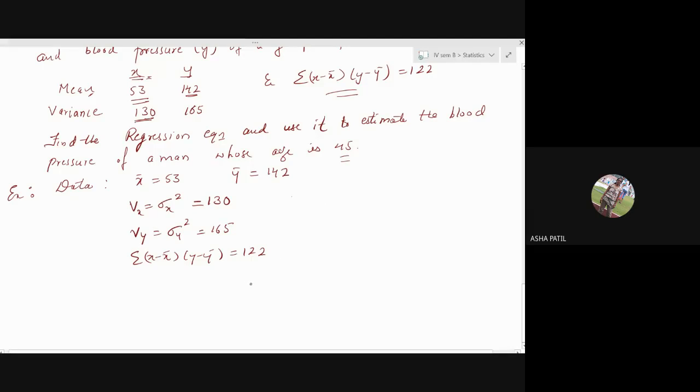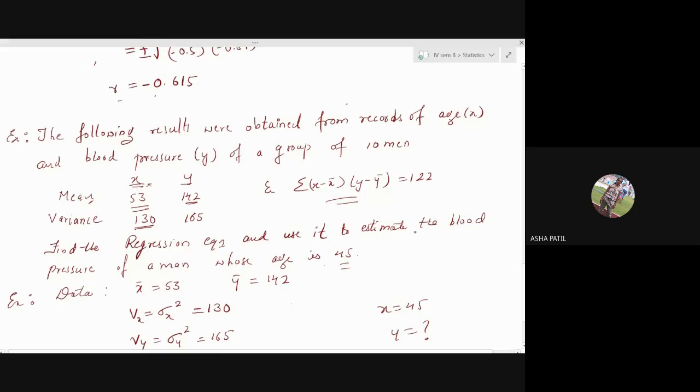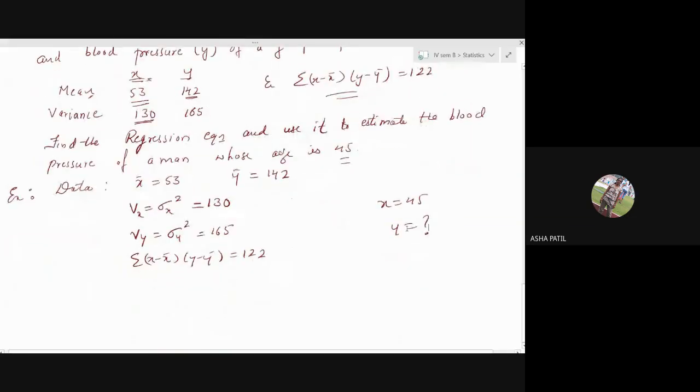Which line do you want? Regression equation means, what is given to us? Age is given. Age means it is x, is it? X is 45 is given. You have to find the value of y. Then what's the value of y they have asked? Estimate the blood pressure. So you have to get an equation of y depending on x to find the value of y depending on x.